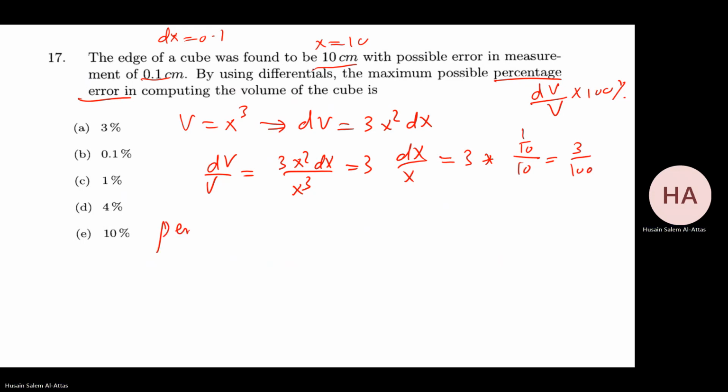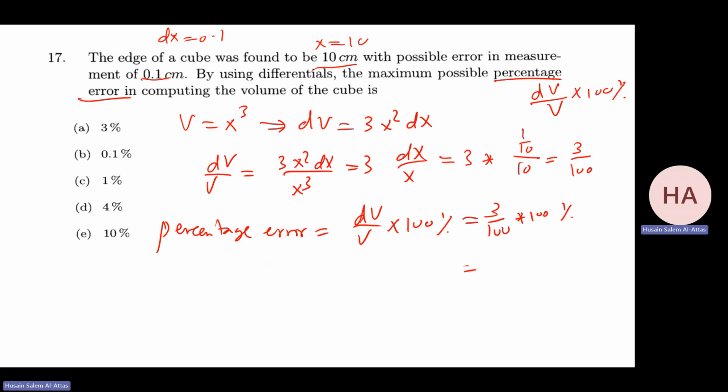Percentage error will be what? dV over V times 100 percent, which is 3 over 100 times 100 percent. It will be 3%, which is this one.